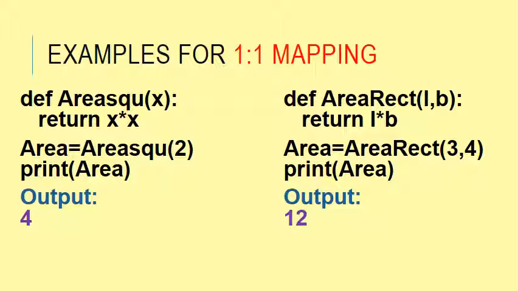In the next statement, we have written a print statement, so the output of this program is 4. Whereas in the second program, we have two arguments. So from the calling statement, we have to give two values. We have given 3 and 4. So multiplication of 3 and 4 will be done in the function definition. It will return a value 12, which will be assigned to the variable area. It is printed using a print statement. So our output will become 12.